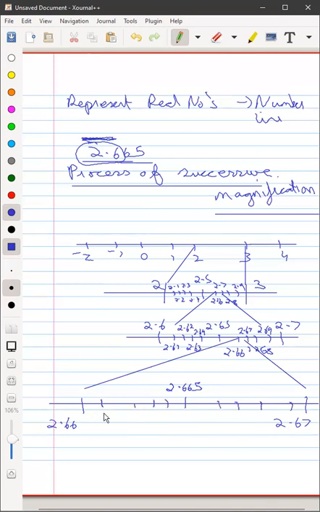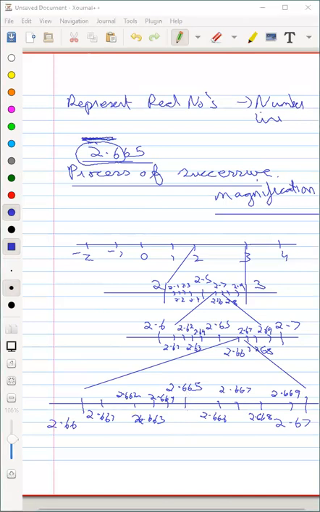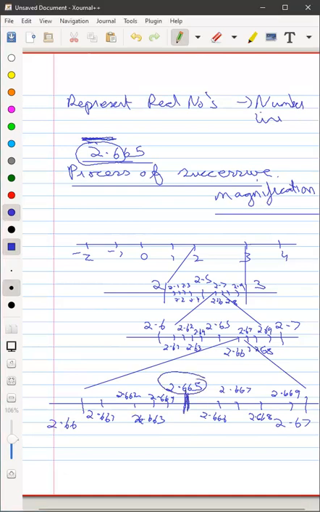This becomes 2.661, 2.662, 2.663, 2.664, 2.666, 2.667, 2.668, 2.669. And what are we looking at? 2.665. So where does our number lie? 2.665. This is what we wanted, right? So we mark it like this over here. That's all. Okay.